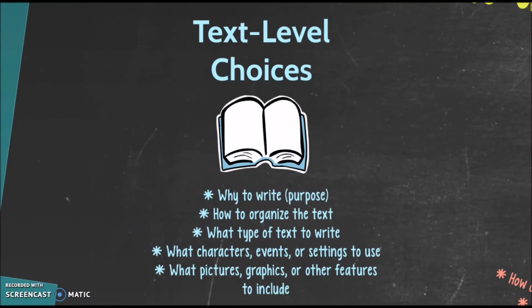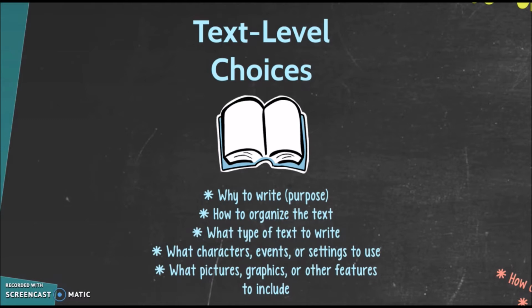So when we talk about text level choices, what was the author's purpose? Why did they write it? How to organize the text. If we're talking about fiction, did they put it in chapters? Did they do each thing by a certain character's point of view? Is it third person omniscient to where we know all the thoughts and feelings of everybody? So how were they organizing this text? We have to ask ourselves what type of text to write, what characters, events, or settings to use. And if you're using something like nonfiction, what pictures, graphics, or other features did they include in this? These are all text level choices.